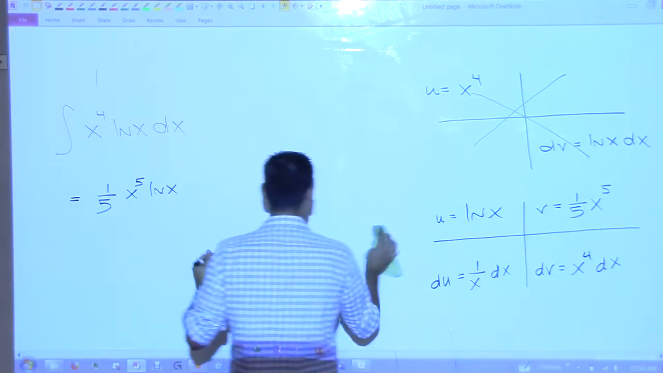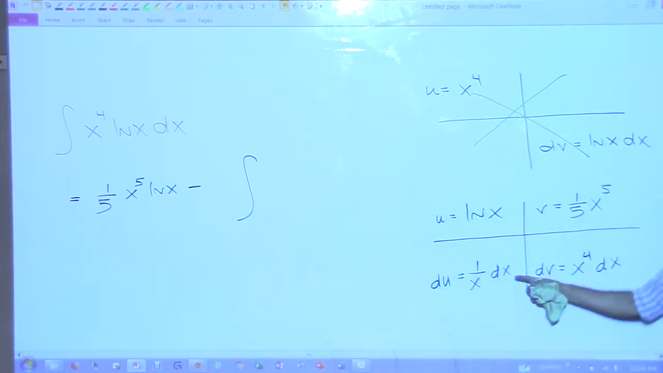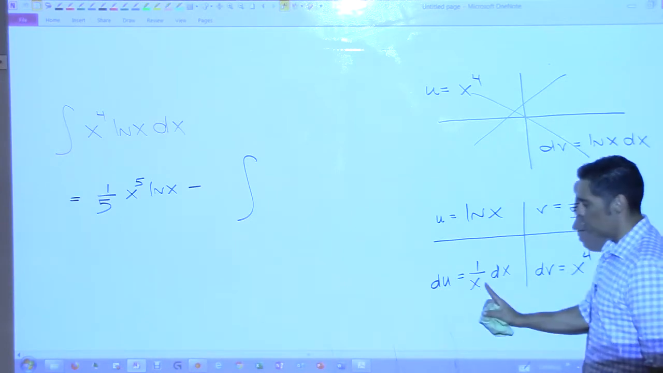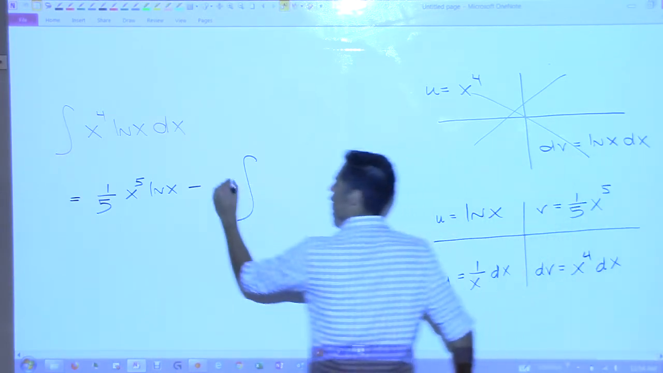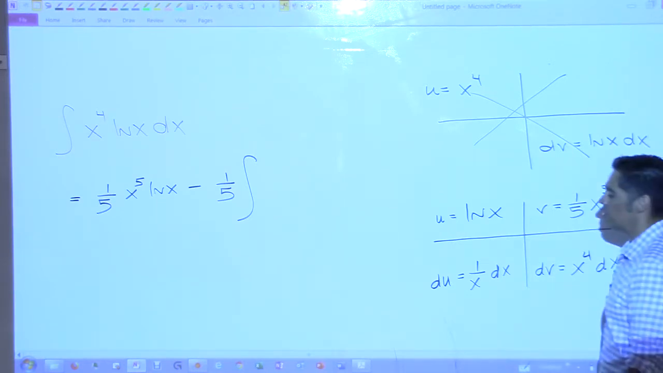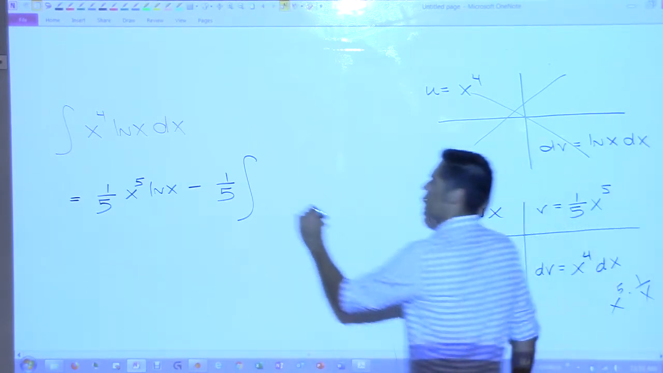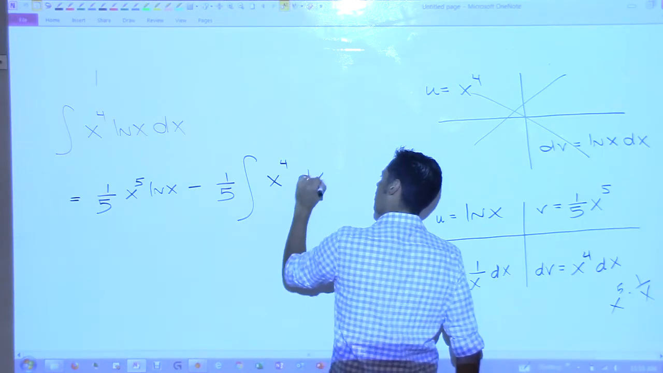And then minus. A little bit of space there for you. And then bring out the 1/5. Can I bring the 1 over x out? No, you can never bring a variable out, only constants, right? So 1/5 comes out. And then what do you have? x to the fifth times 1 over x, which is x to the fourth, right? You're just dividing out one factor of x. So that's going to be x to the fourth dx. Make sense?